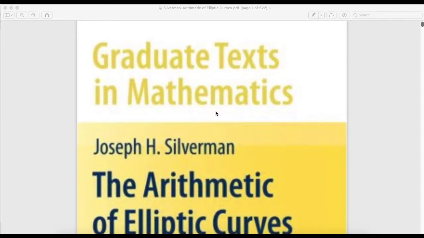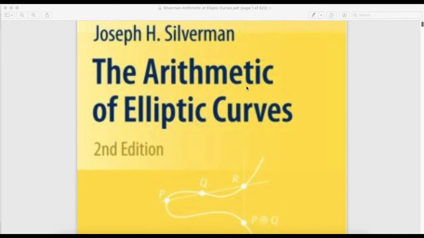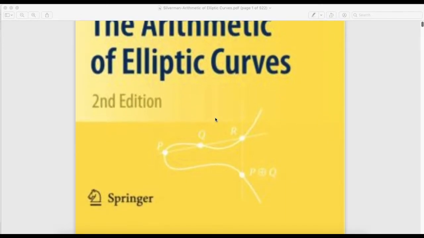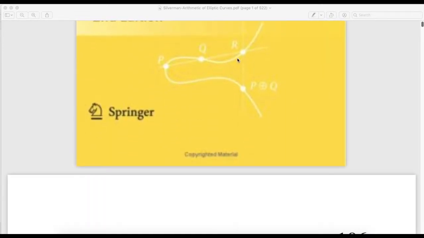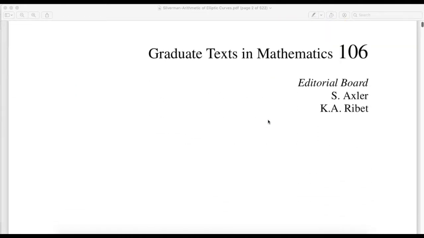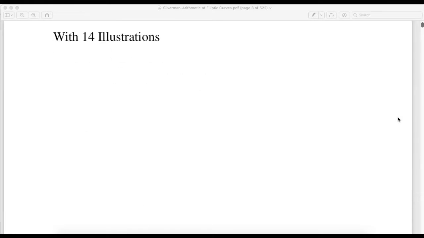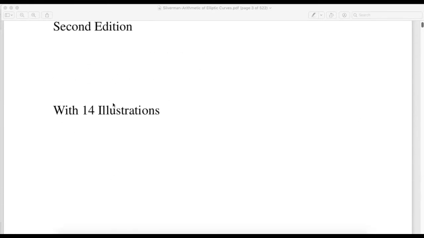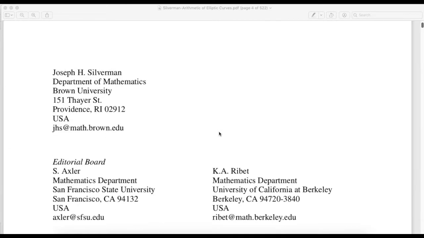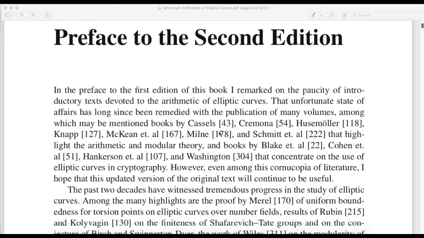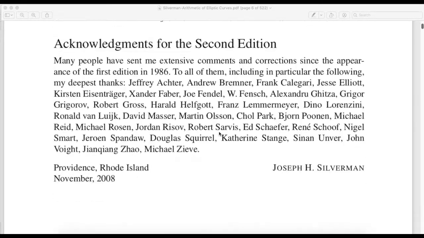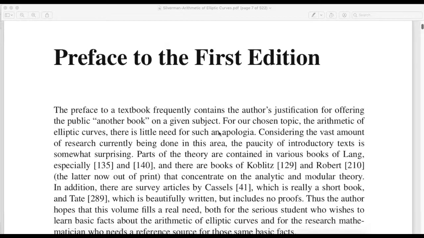This is another graduate text by Joseph Silverman, The Arithmetic of Elliptic Curves. There's an actual elliptic curve, so that's a good sign. There's Ken Ribet again. So 14 illustrations, that doesn't sound like very many. Let's look at his first edition.